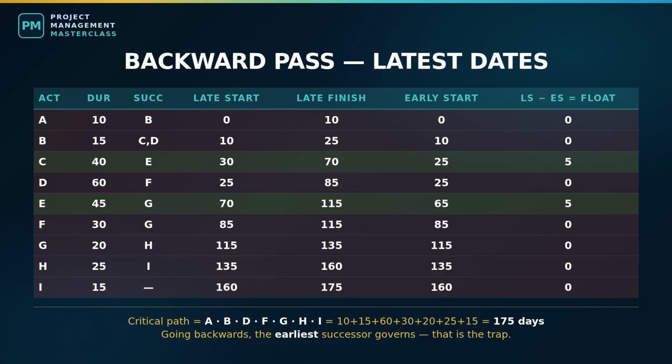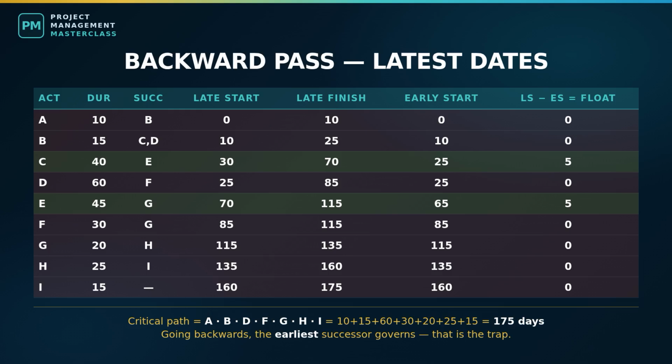Activity I, activation. Latest finish 175, 15 days, so latest start day 160. Activity H, splicing. The only thing after it is I, which must start by 160. So H's latest finish is 160, 25 days back. Latest start, day 135. Activity G, pulling, followed by H, which must start by 135, 20 days back. Latest start, day 115. Now the network splits again as we go back into our two legs.